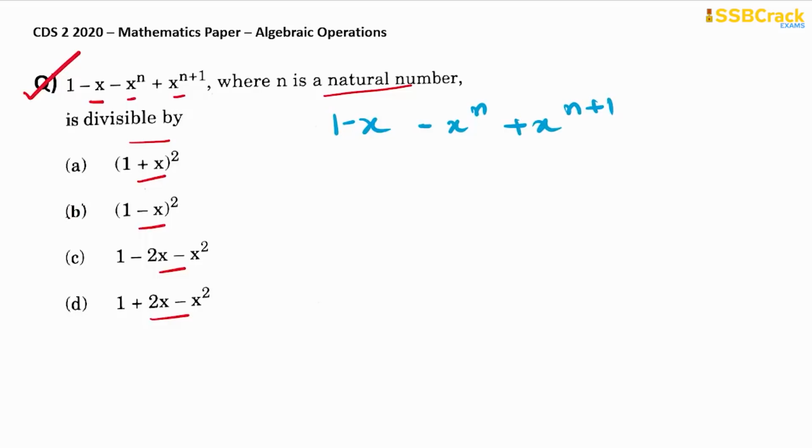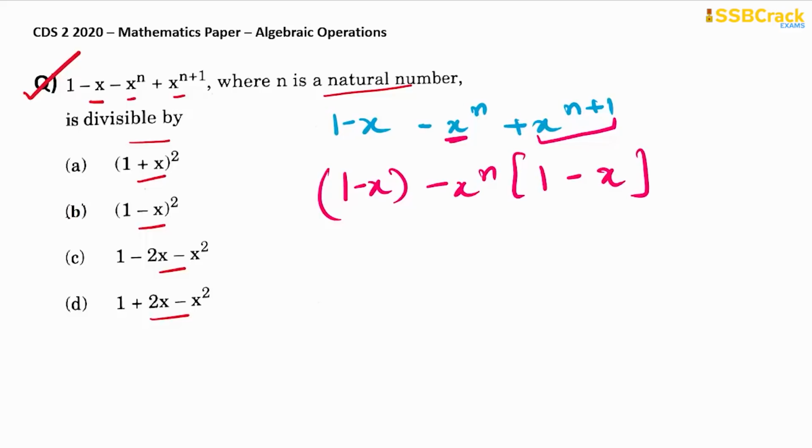Now we have to find the common factor so that we can find the exact answer from the options. So here we can take x^n common. So it will be 1 - x, then we take x^n common, right? So it will be -x^n, and in the bracket we will get 1 - x, because we know that x^(n+1), if we take x^n common, then we will be left with only x. Now we can take 1 - x common, so it will be (1 - x) into (1 - x^n), right? Now here we can write it as 1^n - x^n.